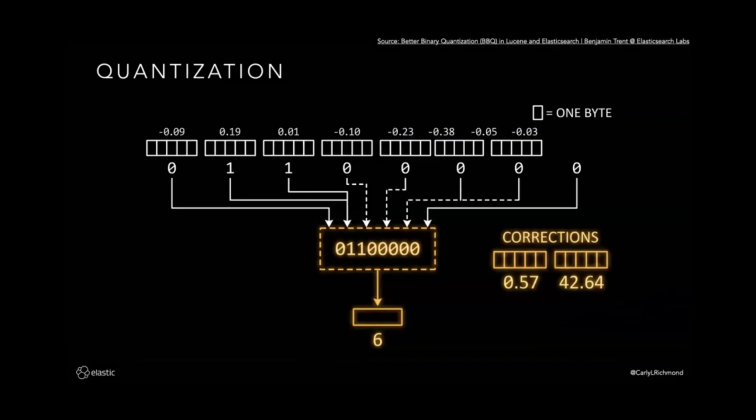This is an example of what the quantization shows. It's really simple: if the value is greater than 0, it goes to 1. Otherwise, it goes to 0. We'll store each respective value and pack it into 8 bits. We then have to store the correction values.